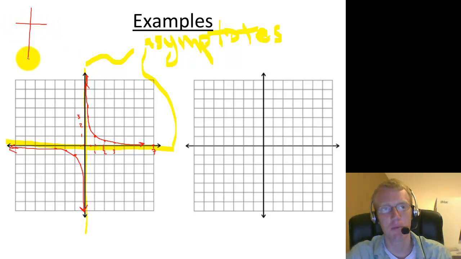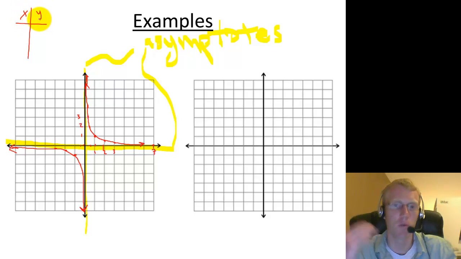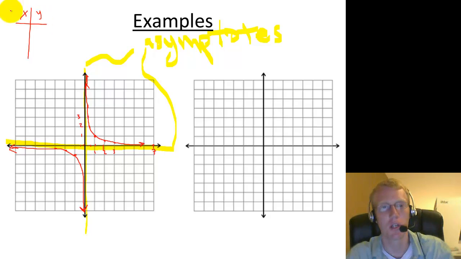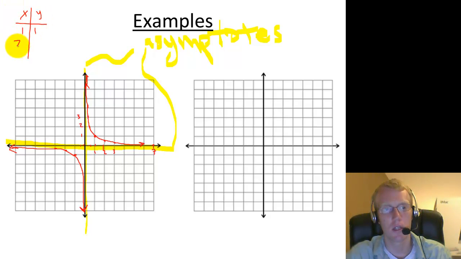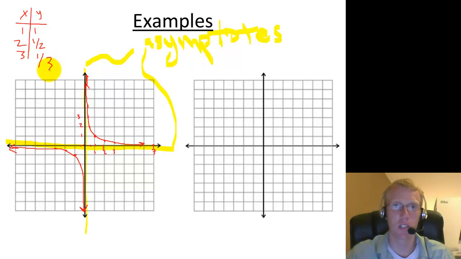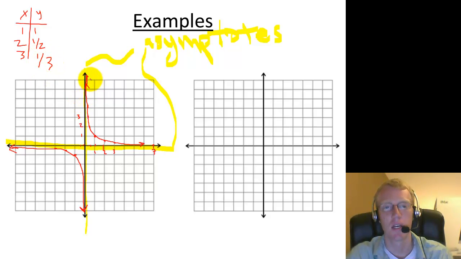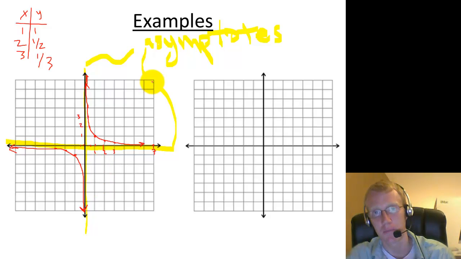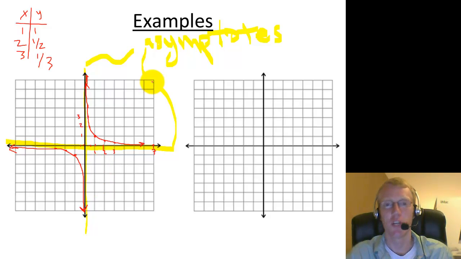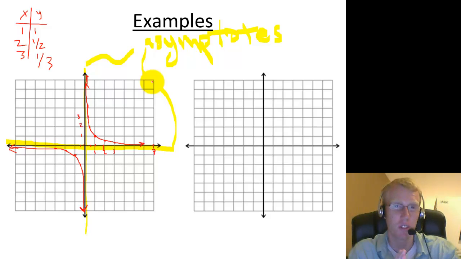You can draw a t-table if you want to help remind yourself, but you really should, in your head, know that when one thing is getting bigger, the other is getting smaller. So you've got 1, 1, 2, 1/2, 3, 1/3, and the pattern just continues because it's inverse variation. Okay, and the asymptotes are the lines that you approach but do not cross. A lot of times, when you're doing a graph like this, you actually draw in the asymptotes first and use those to help guide your curve that you're drawing. And we'll get to that a lot in the next section.